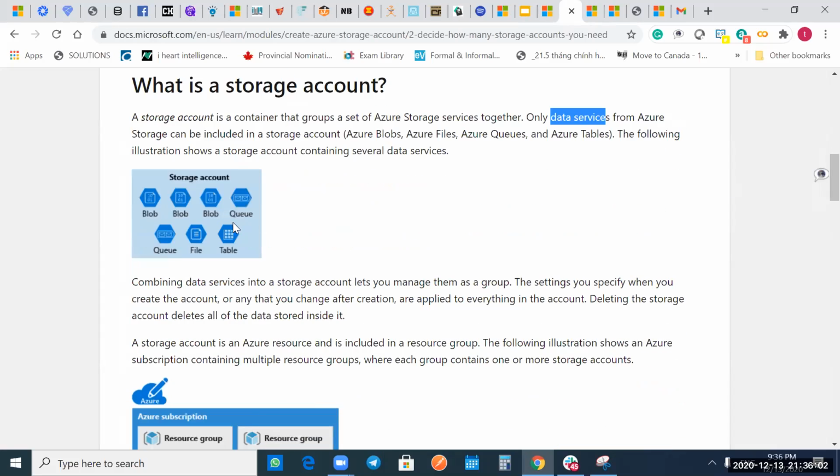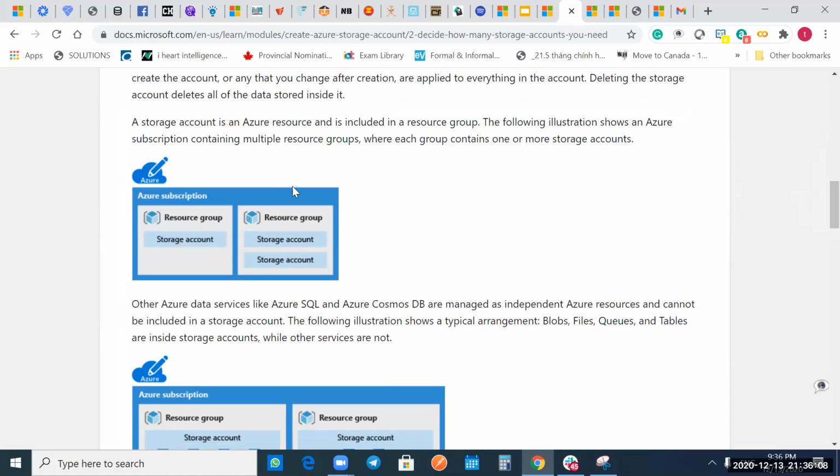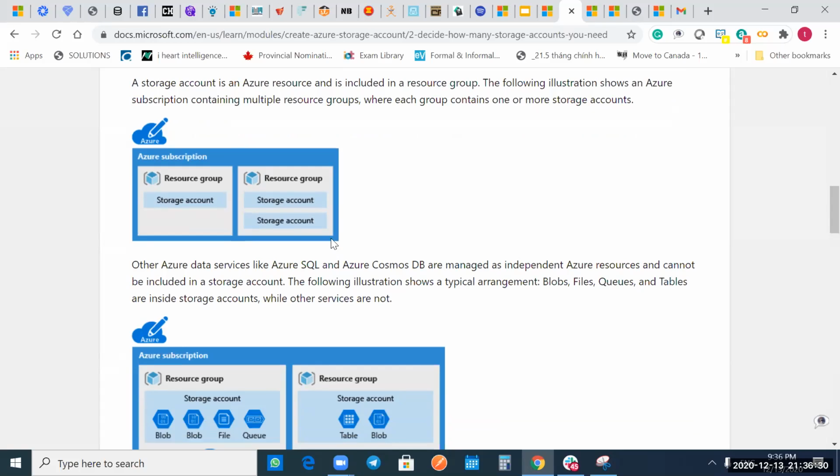So here is an illustration of this. When you log into Azure, you have to create a subscription, and under the subscription you have the resource group, and in the resource group you will have a storage account to control and manage your service. In this sense, the storage account only contains blob, file, queue, and Cosmos DB. They also have an independent resource group, and you cannot clump these two together.